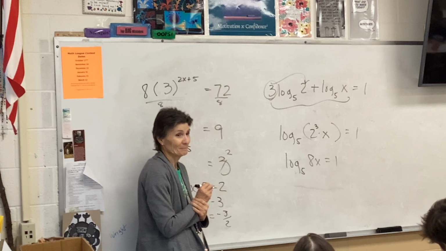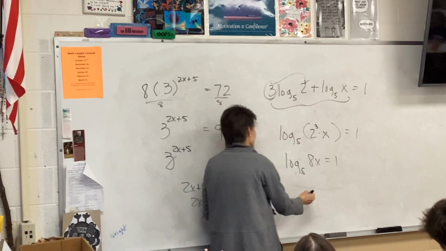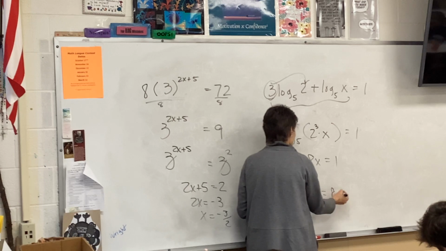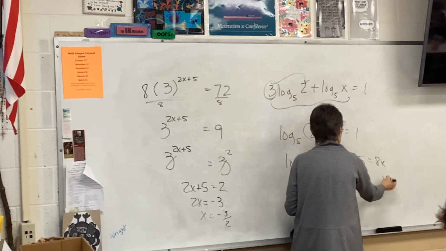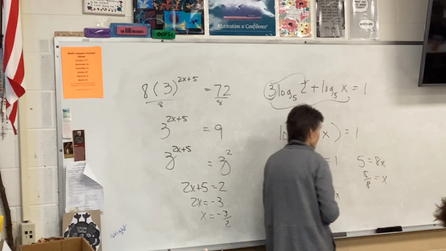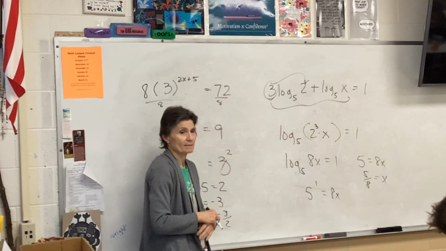Now what? Now we log roll it. So 5 to the first equals 8x. So 5 equals 8x, and it looks like x equals 5/8.